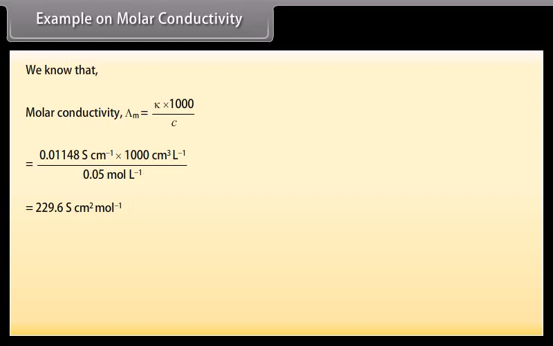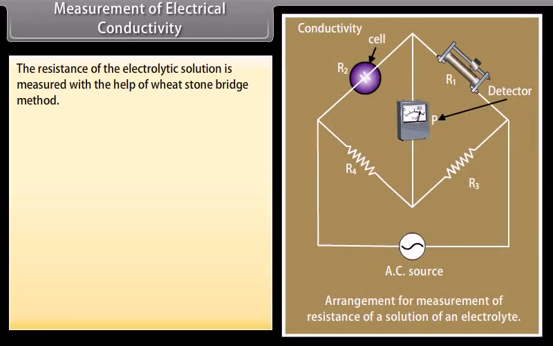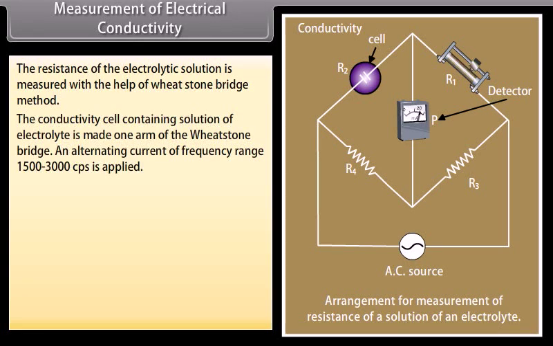Measurement of electrical conductivity. The resistance of the electrolytic solution is measured with the help of the Wheatstone bridge method. The conductivity cell containing the solution of electrolyte is made one arm of the Wheatstone bridge. An alternating current of frequency range 1500 to 3000 cycles per second is applied.